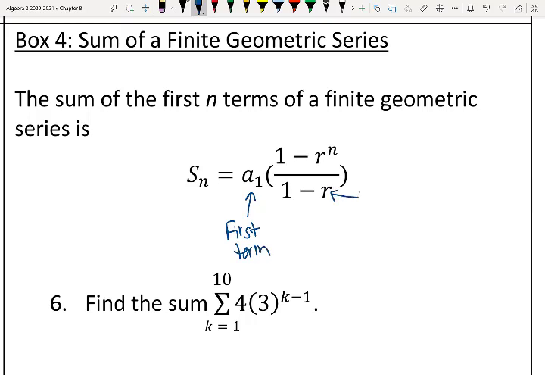My r value is still my common ratio, or your multiplier, depending on how you want to look at it. And then this n, right up there, that's the upper limit. So that's how many of those different terms we're adding together, or sorry, multiplying together. So let's go ahead and just jump into finding the sum for number 6.